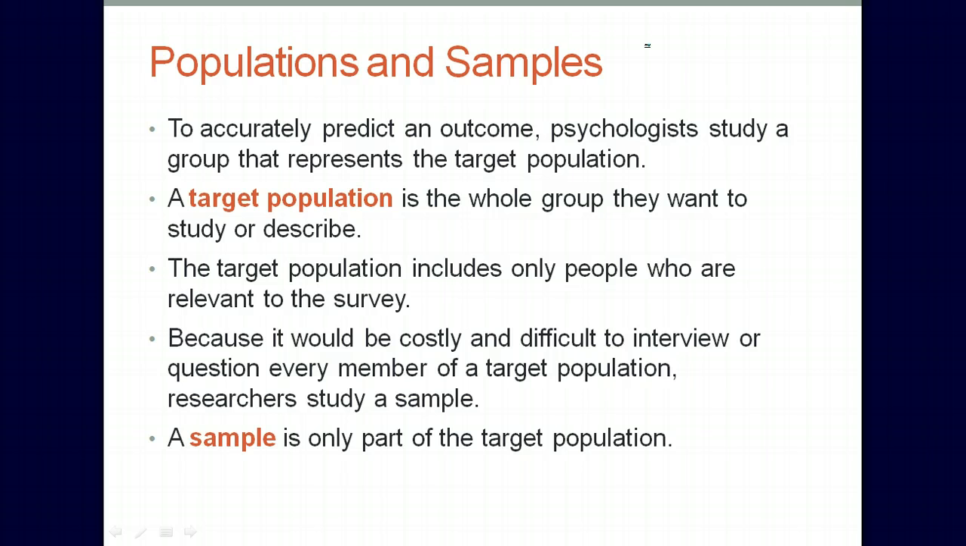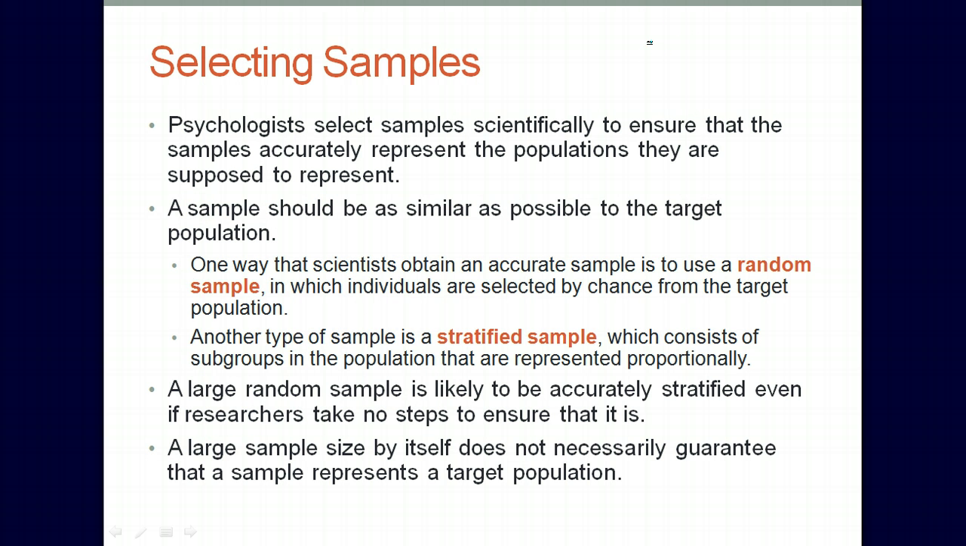That would be impossible. So a sample is only a part of the target population, and the researchers are trying to select a representative sample, and you can do that randomly. So psychologists select samples scientifically and randomly to ensure that the samples accurately represent the populations they are supposed to represent. A sample should be as similar to the target population as possible, so it should be representative.